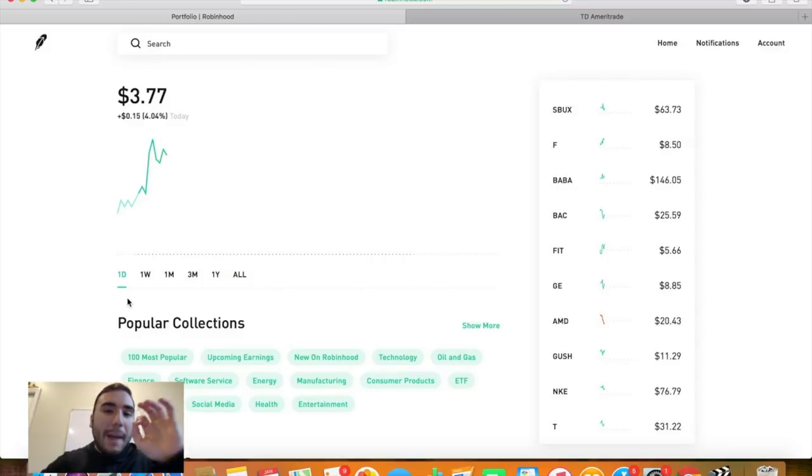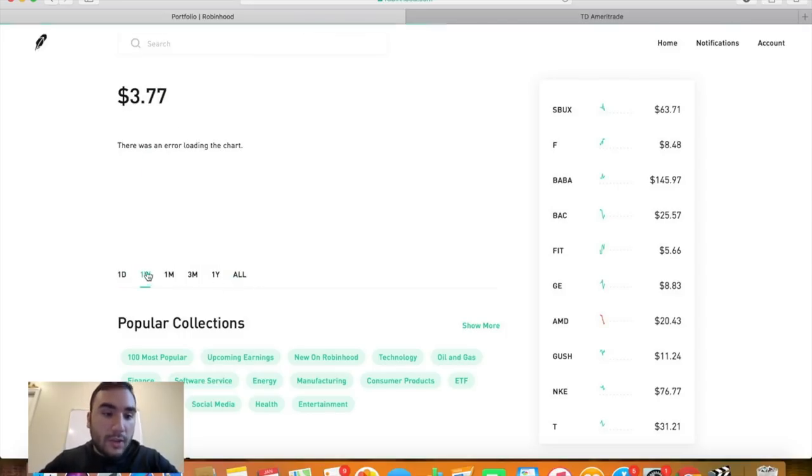All right, guys, so here we have Robinhood.com pulled up, and this is what the user interface on the website is going to look like if you do sign up to Robinhood as your broker in 2019. Right off the bat, we can see this is where your account value is going to be. Once you start an account, you funnel money into that account and you start buying stocks, this is where your total account value is going to be shown. And then you can swivel through different time frames to see how well your portfolio has been performing over the past week, the past month, 3 months, 1 year, and the all-time performance of your portfolio.